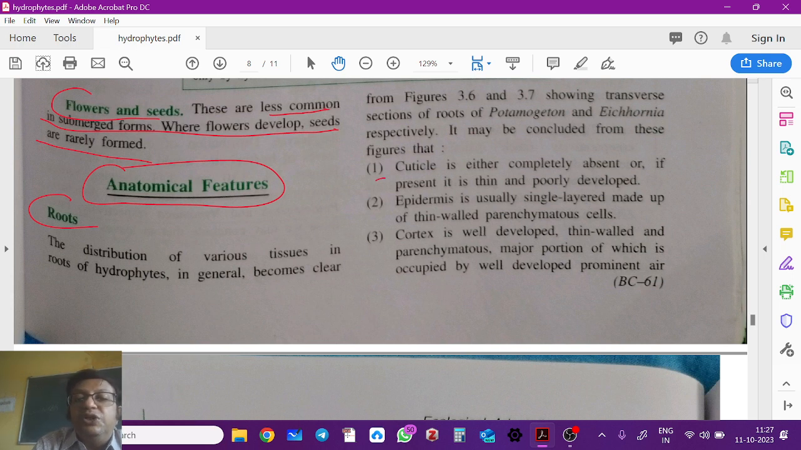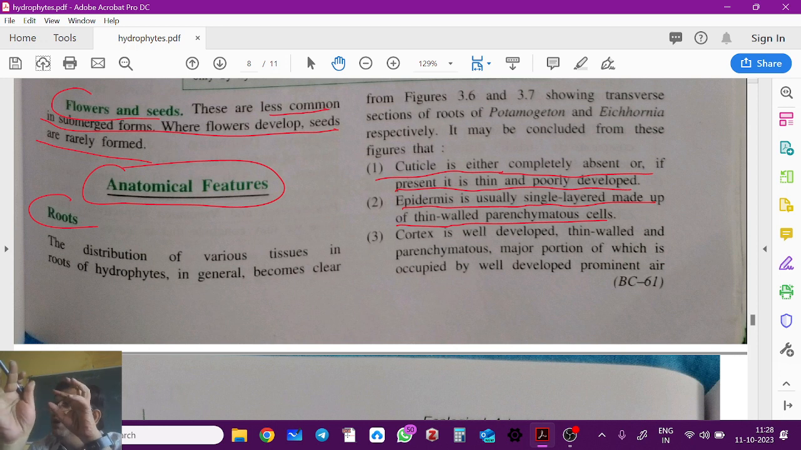In roots, the cuticle is either completely absent or, if present, it is thin and poorly developed. Cuticle is the covering. Epidermis, the outer layer, is usually single layered, made up of thin walled parenchymatous cells. Parenchyma cells are large, filled cells.